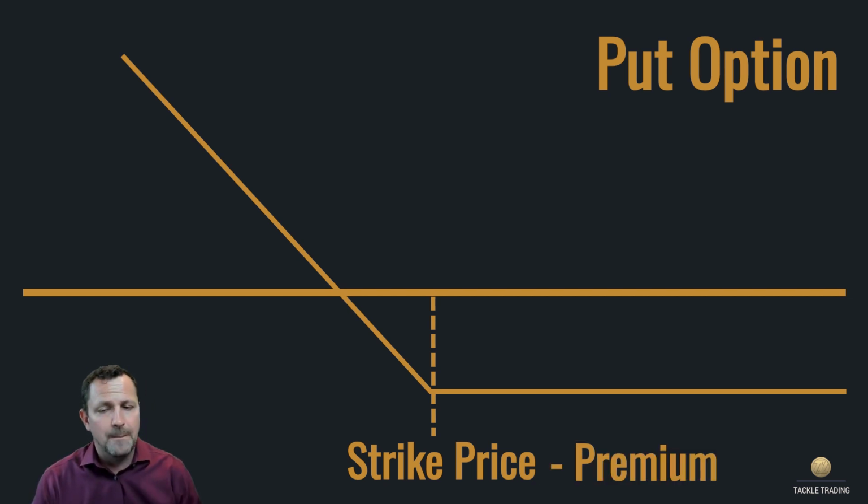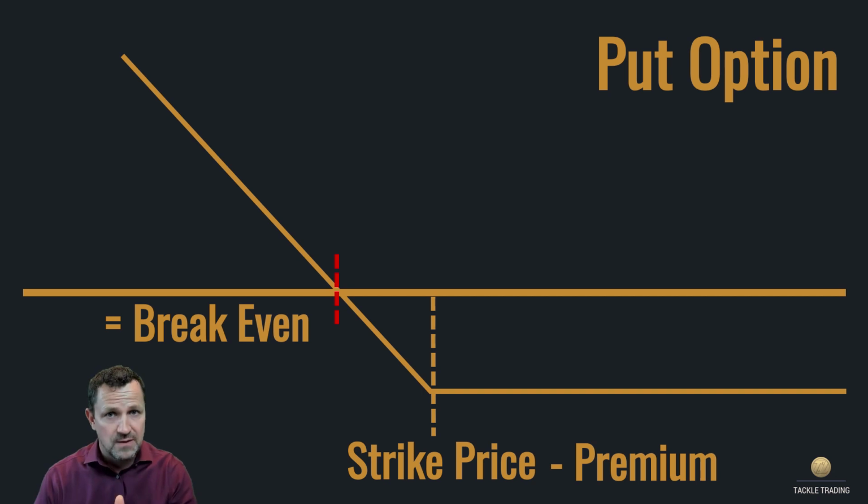The strike price minus the premium will give you the break-even point. And if at any point in time the buyer of the put option wishes to sell, they can sell that option.